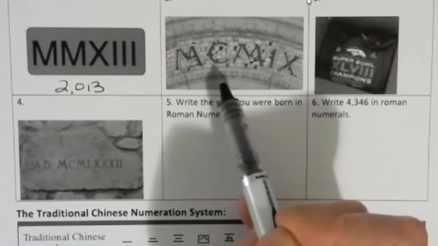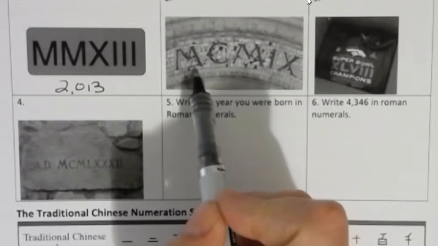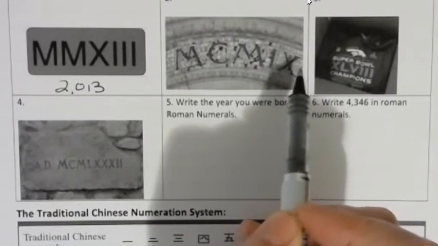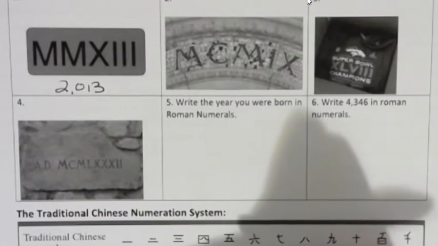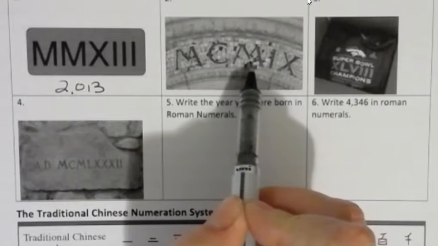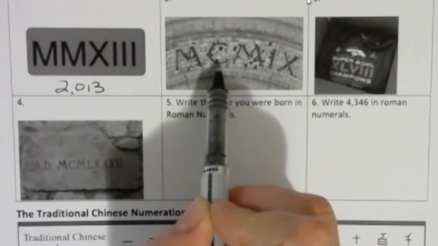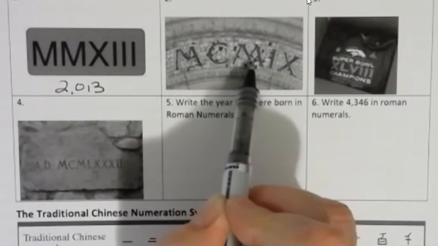Now in this case, a C is only 100 and an M is 1,000. So you can see we have MCMIX. This is a picture off a building. A lot of buildings have their dates inscribed in Roman numerals. So we have 1,000 and then we have a C before the 1,000. Since the lower value came to the left of the higher value, we subtract. So we subtract 100 from 1,000, and that's 900.